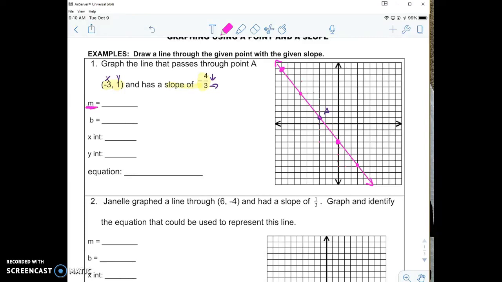My m, or my slope, was given to me, -4/3. B is the y value of the y-intercept. So if I'm looking for where my line crosses the y-axis, it crosses at the point (0, -3). So b is -3. My y-intercept is the ordered pair (0, -3).